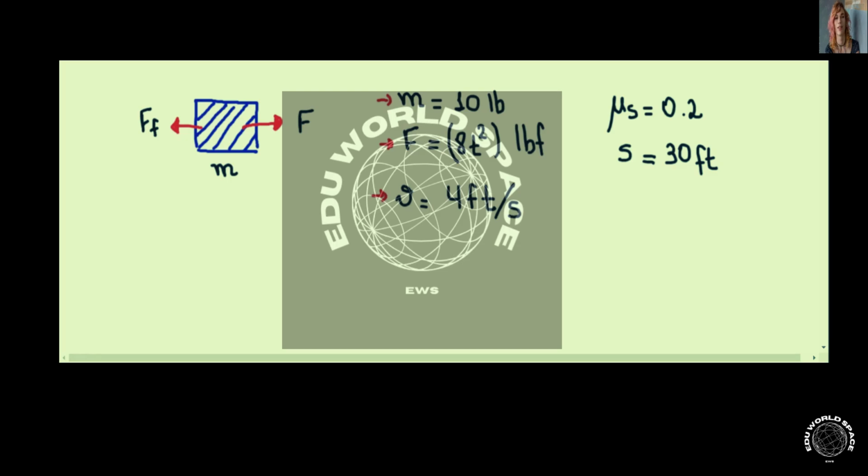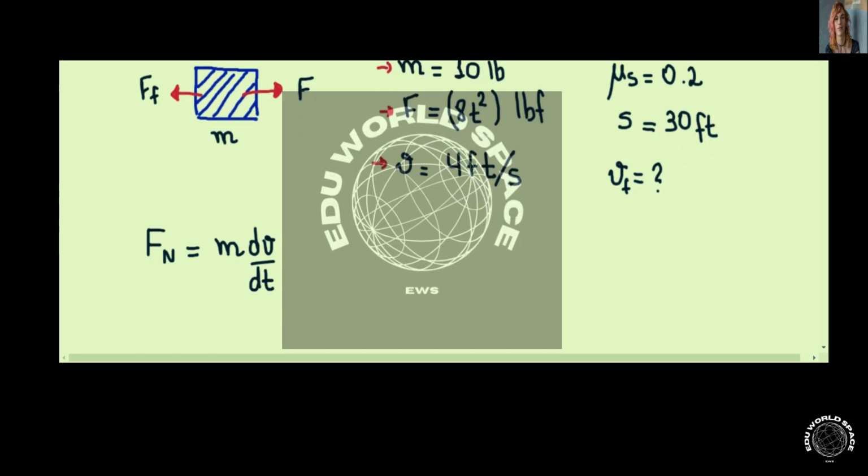Our goal is to find what is the speed of the block, Vf, after the block travels a distance s of 30 feet. Okay, so basically we know that the net force, which I'm going to call Fn, is equal to the mass times the acceleration, and the acceleration is dv dt. This is Newton's second law, and that's what we're going to use in this exercise.